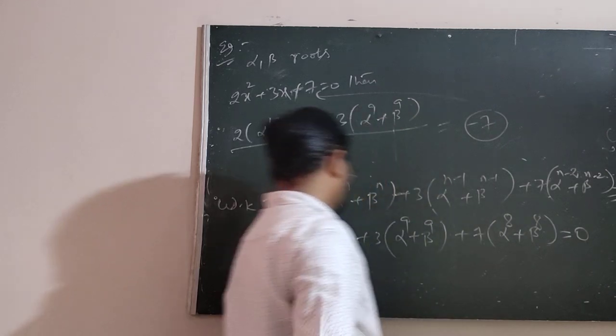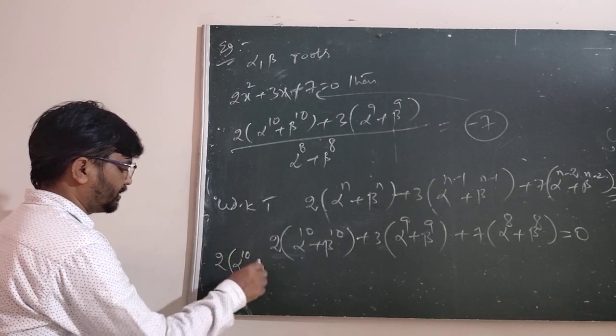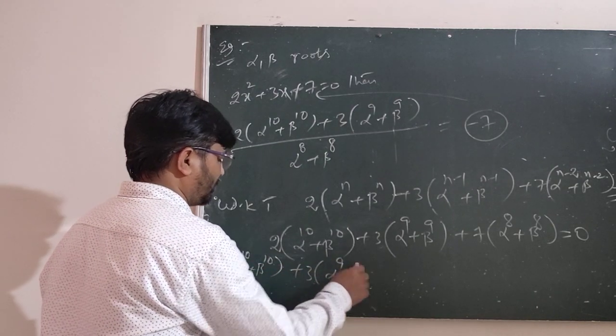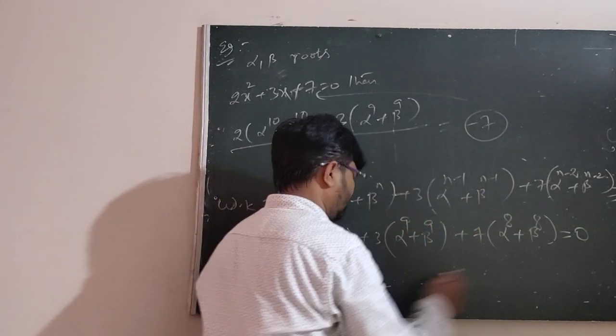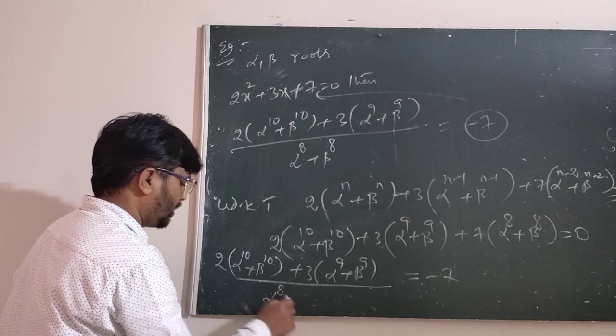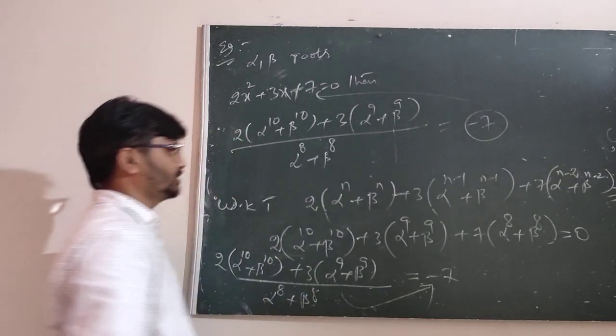equal to 0. Now this can be written as 2 into alpha power 10 plus beta power 10, plus 3 into alpha power 9 plus beta power 9, whole by alpha power 8 plus beta power 8, equal to minus 7, since the 7 term is sent to the other side. This is the value, minus 7.